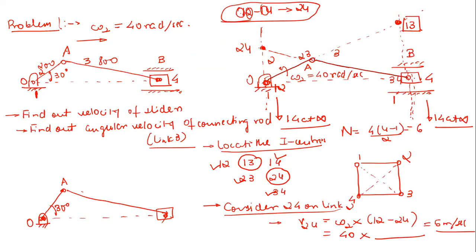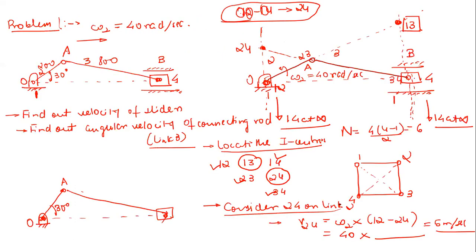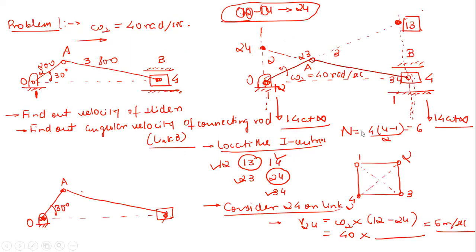Because now I can imagine that this 24 I'm considering on link 4, and at that particular instant I'm imagining that this link 4 is going to be, let's say, like a big rectangle which is going to contain this point 24, right? So at that particular instant, this point 24 will have the same velocity if you consider it on link 2 or if you consider it on link 4. So since this point 24 now I have considered on link 4, obviously this V24 will be equal to this value only, because the velocity of this point 24 is not going to change, right? So V24 is equal to 5 meter per second, and the direction will be horizontal.